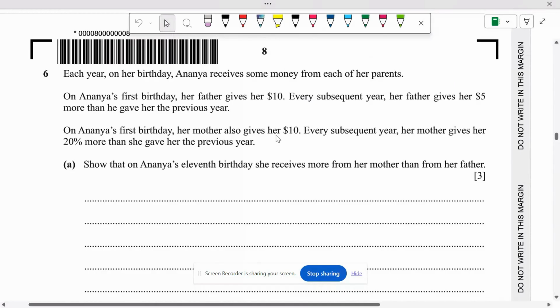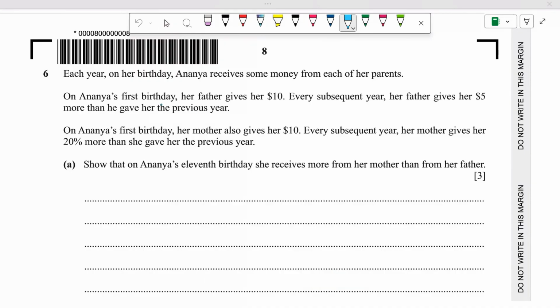Okay, we are going to start question number 6. Each year on her birthday, Anaya receives some money from each of her parents. On Anaya's first birthday, her father gives her $10. Every subsequent year, her father gives her $5 more than he gave her the previous year.